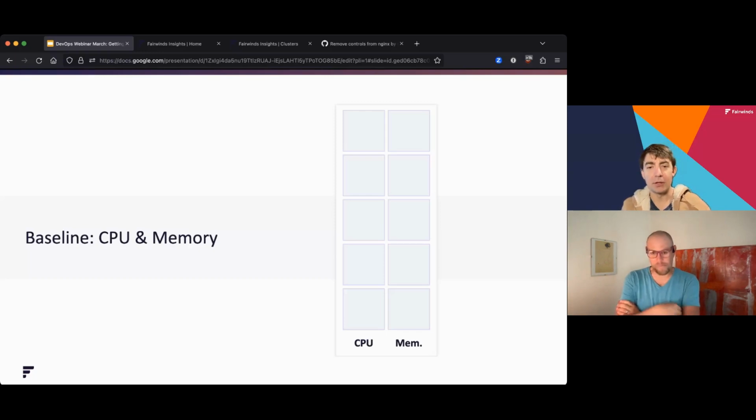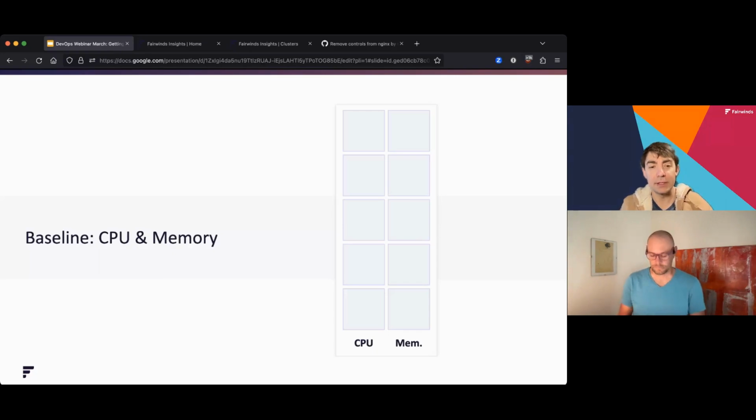So every node that's powering your Kubernetes cluster, which you're actually renting from AWS, comes with a certain number of CPUs, a certain number of gigs of memory. And then every app that you're running inside of Kubernetes is going to require a certain amount of CPU and a certain amount of memory in order to do its job.